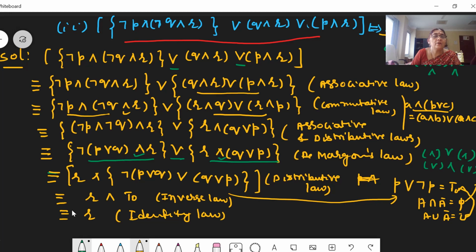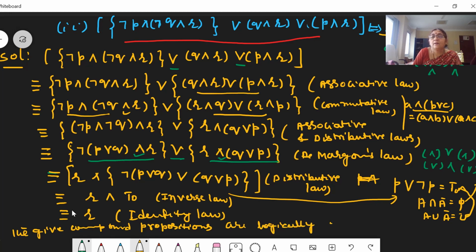Therefore, what we are going to write? Therefore, the given compound propositions are logically equivalent.